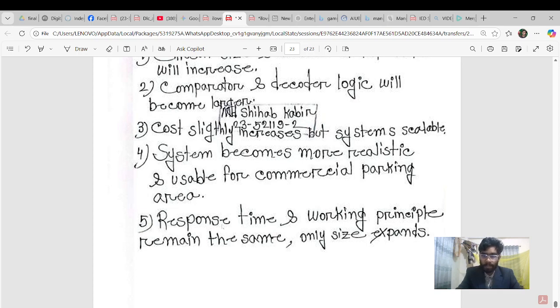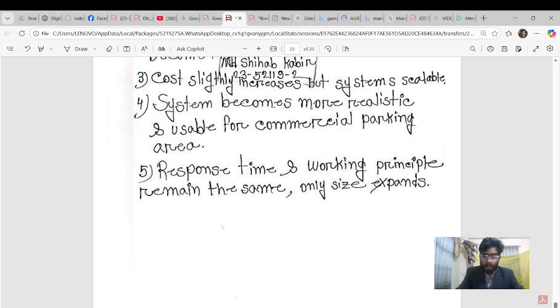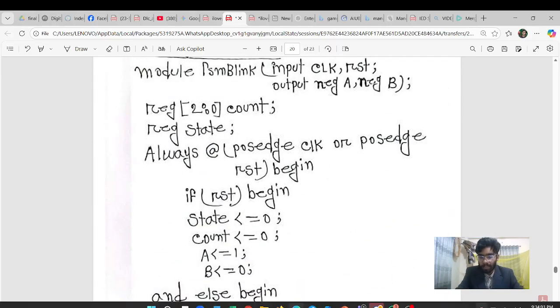Cost slightly increases, but the system is scalable, so the system becomes more realistic and usable for commercial parking areas. Response time and working principle remain the same, only the size expands. Okay.